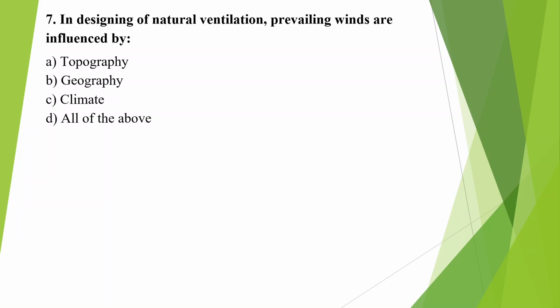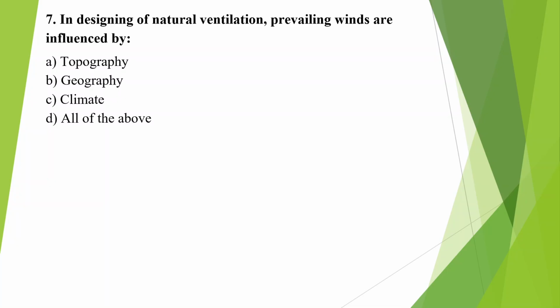So here is the next question then. In designing of natural ventilation, prevailing winds are influenced by A. Topography, B. Geography, C. Climate, or D. All of the above.